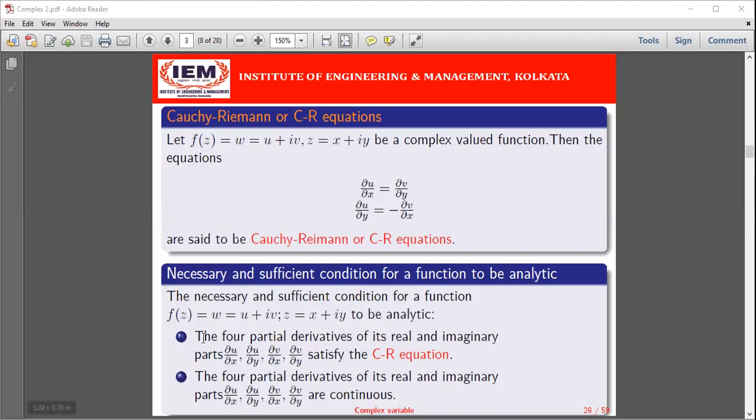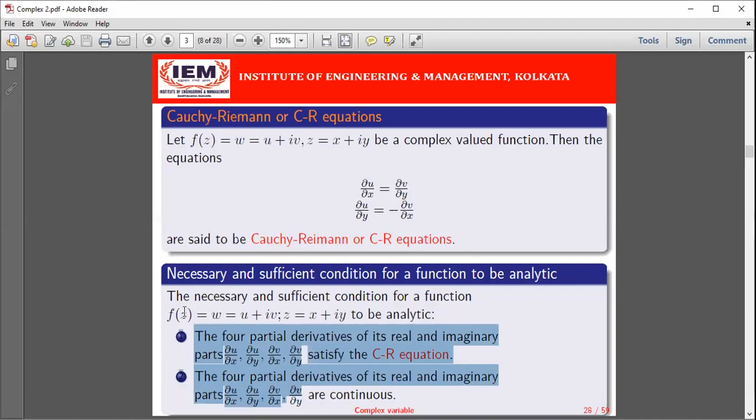So if all the four partial derivatives, del u del x, del u del y, del v del x, del v del y, satisfy the Cauchy-Riemann equations, and the four partial derivatives are all continuous, because the partial derivatives will also be functions of x and y, since u, v are functions of x and y. So if we do the differentiation, the partial derivatives will also be functions of x and y. If these four partial derivatives satisfy the Cauchy-Riemann equations as well as are continuous, then the function f(z) will obviously be analytic. That means if this holds, then f is analytic. So this is a sufficient condition.